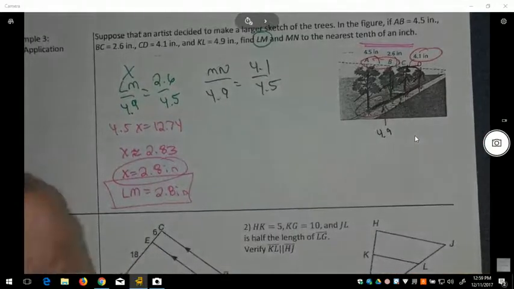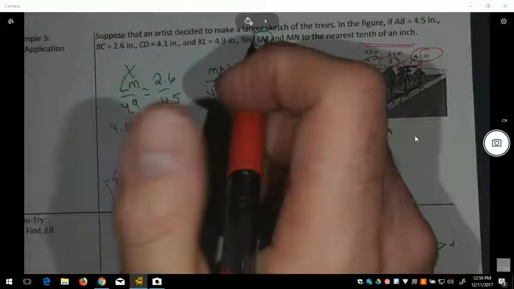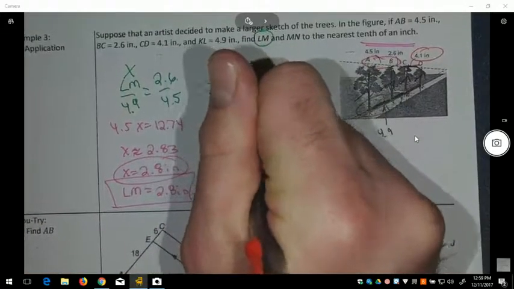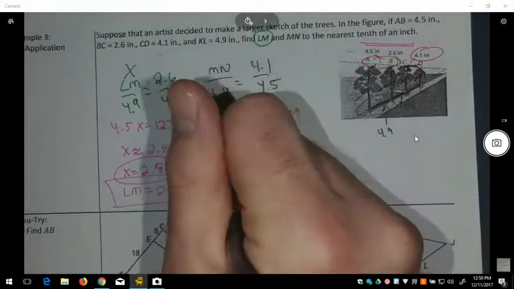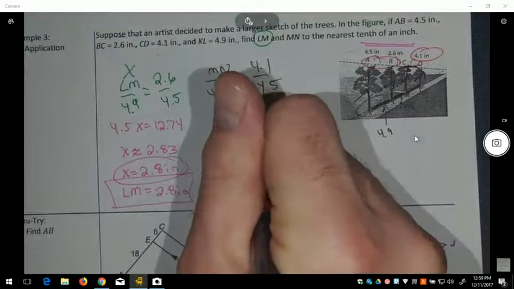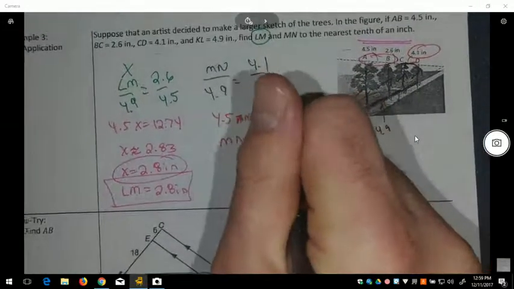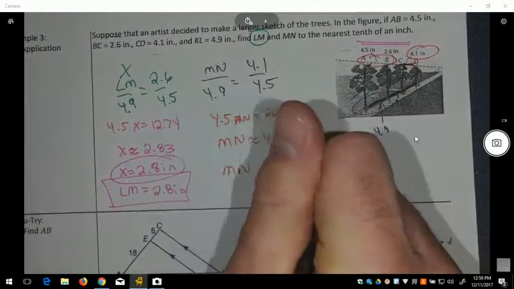So now we've got 4.9 times 4.1 divided by 4.5. So 4.5 times MN equals 20.09, divided by 4.5, MN is roughly 4.46, 4 repeating. So to the nearest tenth, we'd say MN is 4.5 inches.